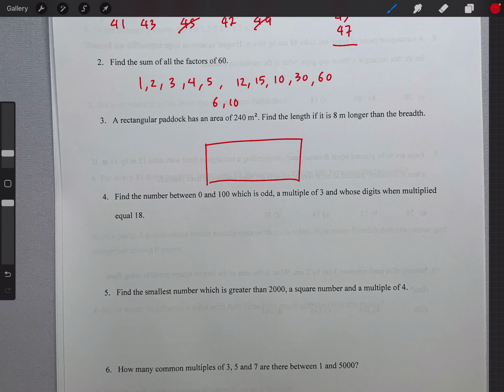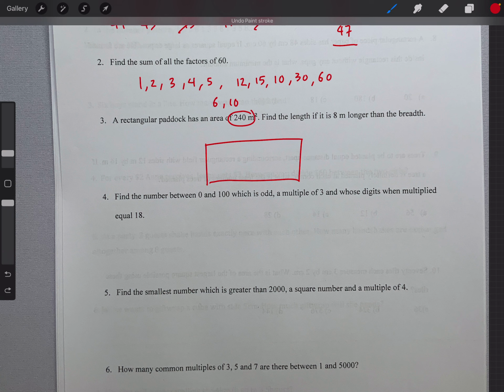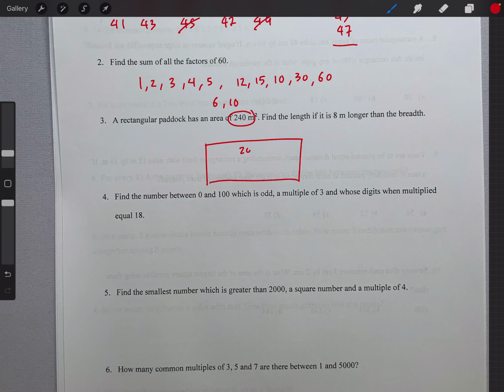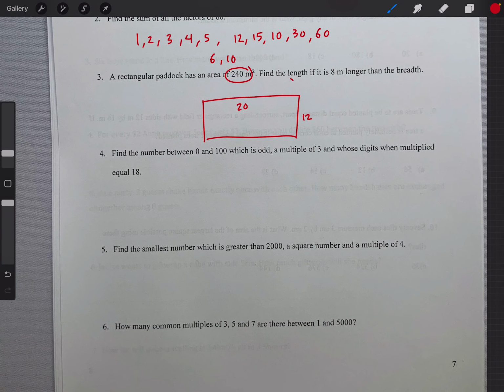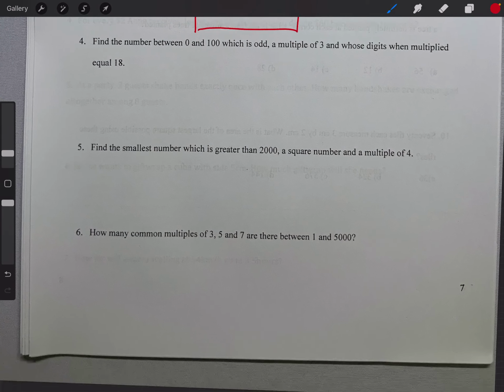Let's see, how do we do this? You can use guess and check, I guess. So maybe one could be 10 and 24. But 24 is 14 more than 10, so that's not going to work. How about we try 12 and 20? Oh, whoops, 20 should be here because it's longer, and 12 should be here. And it works. 12 times 20 is 240, and 20 is 8 more than the breadth. It says, find the length. The length is 20.